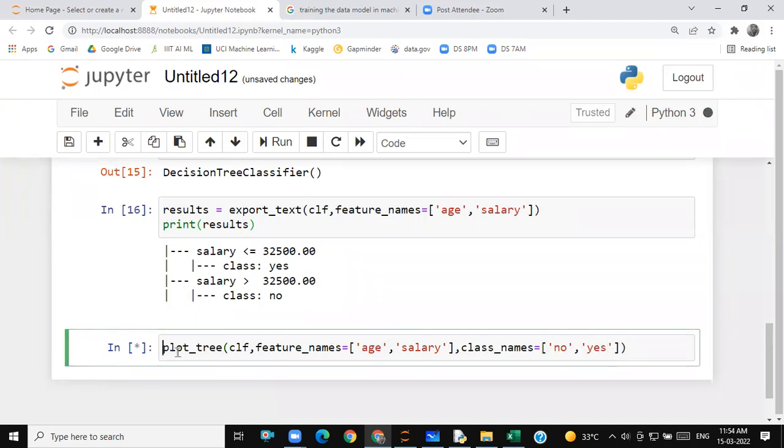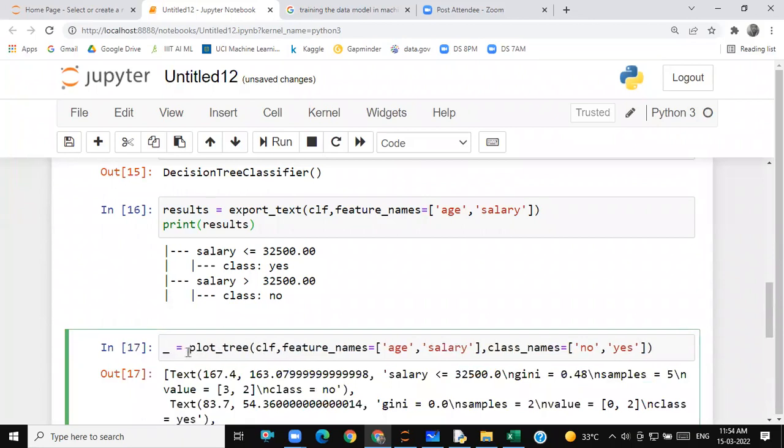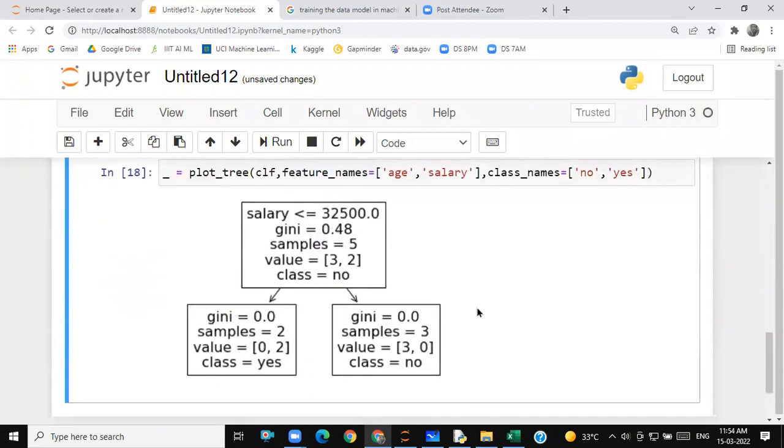If you see this, you can see why it is called a decision tree. Because it is showing the outcome, whatever insights are there. This is our insights. What is this Gini index? We'll discuss it later. Total samples are 5: 3 no's and 2 yes's. If salary is less than or equal to 32,500, then your response is yes. If it is more than 32,500, then the response is no. It is telling in a tree format. That's why we call it a decision tree.